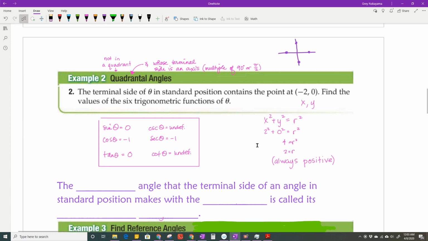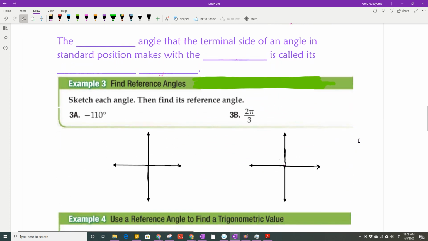Now, the next thing we have to talk about is something called reference angles, very important. And if you have a unit circle handy, you might not think it's important to know these reference angles, but I promise you they will come back to play later in your study of math. So it is important to understand them. So what is a reference angle?